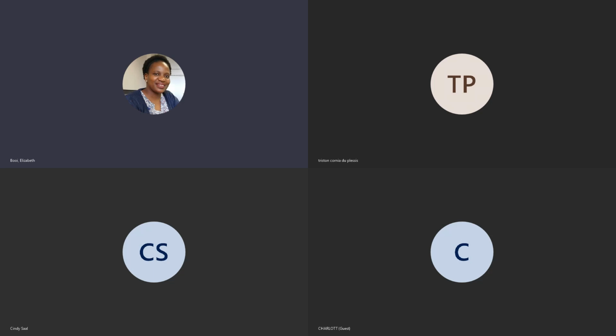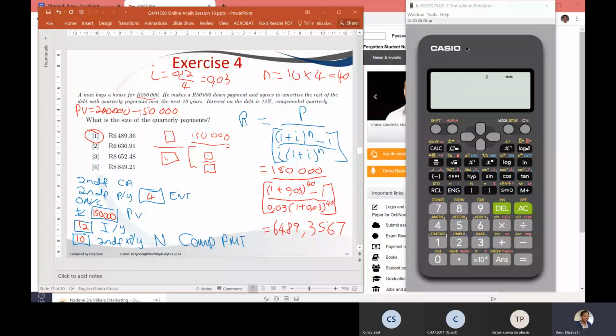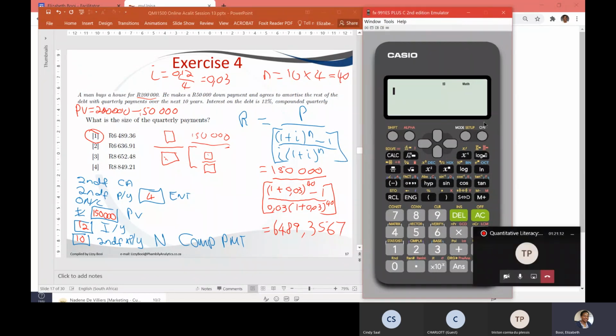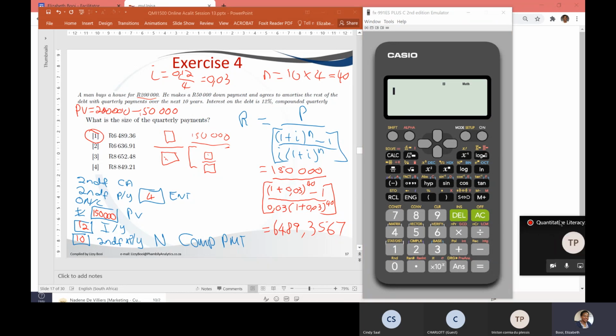Let's share my whole screen. Okay, so if you look here, your calculator looks somehow like that. So let's do that. We first start with the fraction and we put 150,000. Then go down and we do the fraction, brackets. And then we put the fraction underneath there.